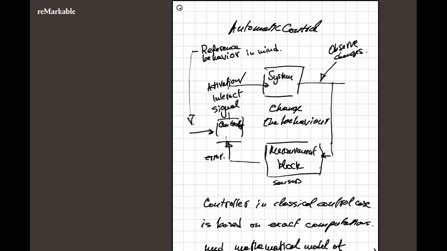So you observe an error, and you know how the interaction with the system should be changed in order to have predictable behavior of a system that approaches asymptotically the reference behavior that we have. And here we come to one of the problems or challenges of classical control, which is the complexity of coming up with this model of a system.